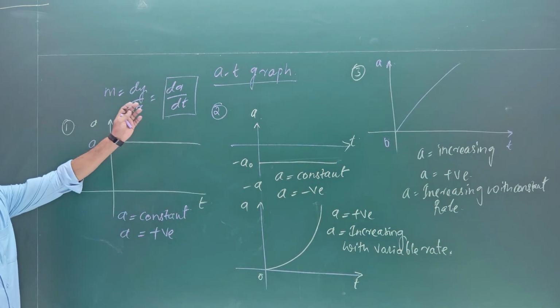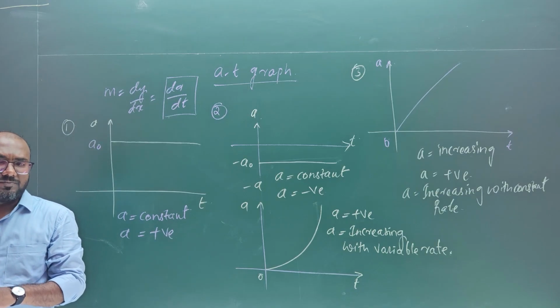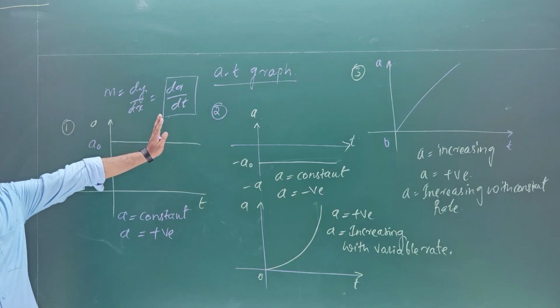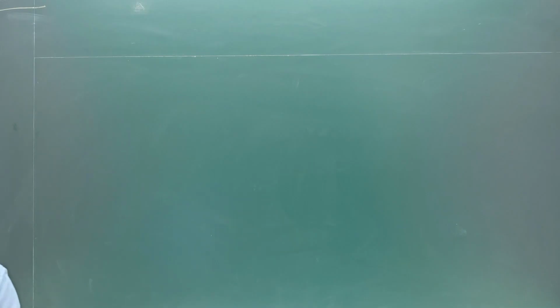So in the AT graph, generally we will only comment on acceleration. It will provide you the data about velocity and displacement also, but generally we will only comment on acceleration. Okay.